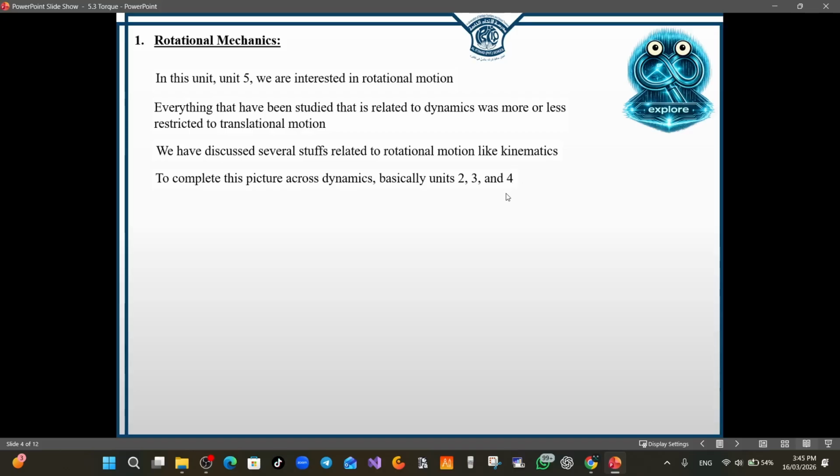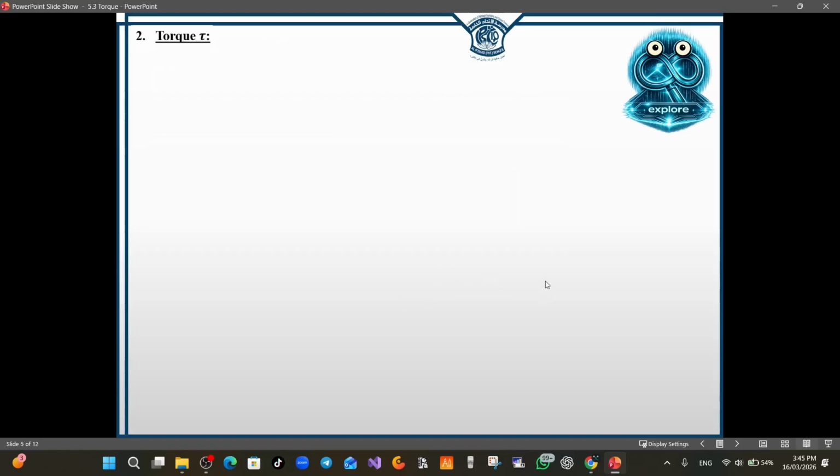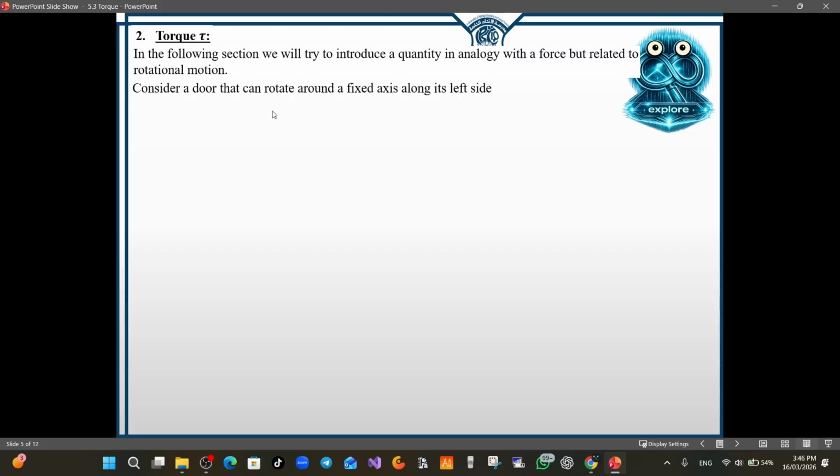We're going to repeat the same concepts, but after we promote them in order to make them suitable for rotational motion. A few notions should be introduced, and to do so, we need to identify an analogy for a force in rotational motion. In the following section, we will try to introduce a quantity analogous to the force, but related to rotational motion.